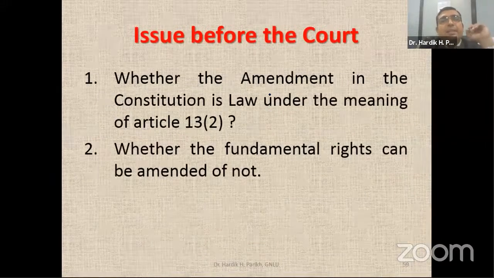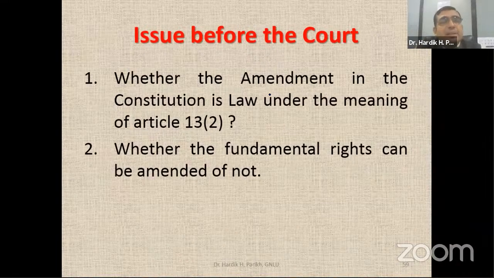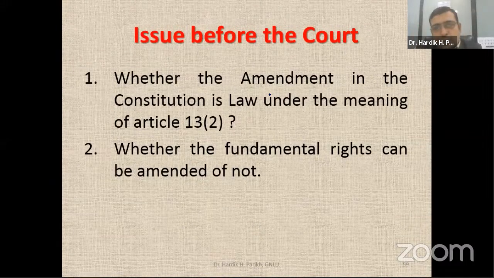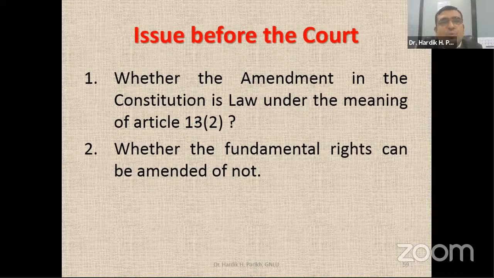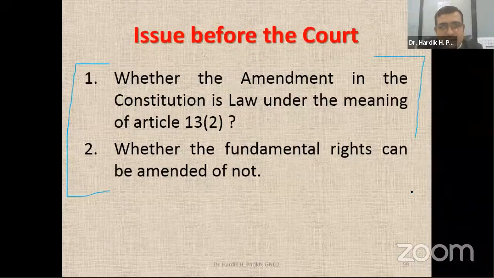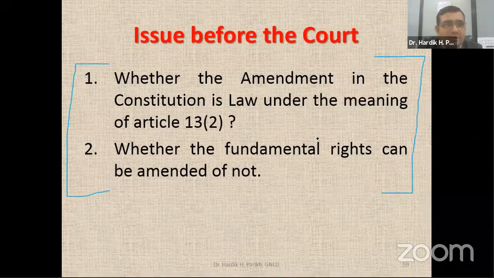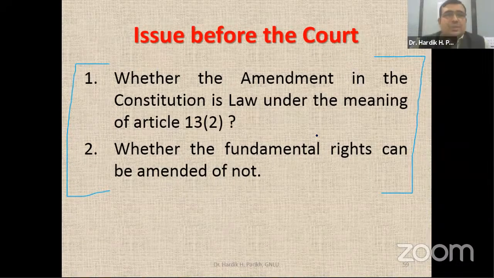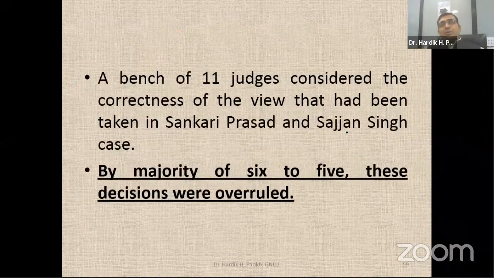And this was one of the issues before the court: whether constitutional amendment is law under Article 13(2) or not, and whether a fundamental right can be amended or not. So these two issues again came in front of the court when the court was supposed to answer. These two are very interesting, and many pages have been written with respect to these two issues only. I'm sure that you are aware about the issues also. Whenever any matter is brought before the court, it will frame what the basic contentions and basic issues are. So these are the two issues. Now let's see how the answer has been given.